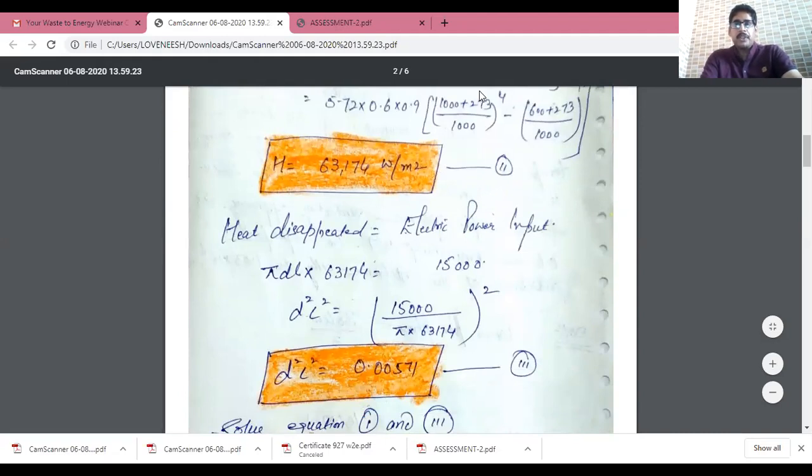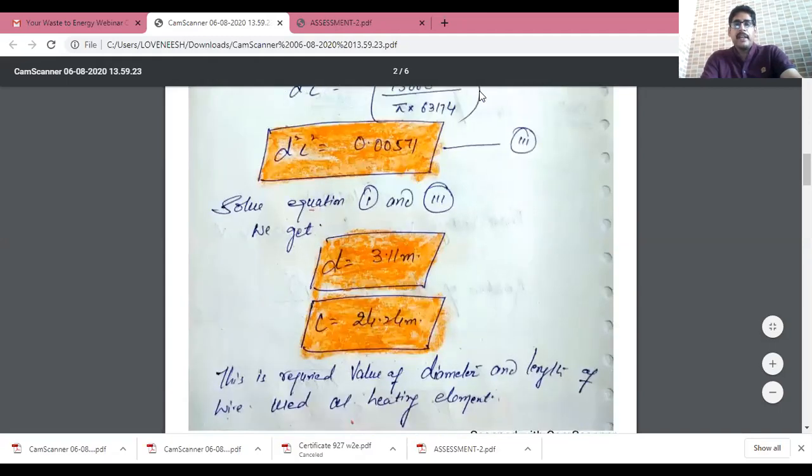Now we have equation number 1 where we have the ratio of D upon L, and equation number 3 where we have the product of D and L. We have two equations and two unknowns, so we can easily solve them. When you solve these two equations, you get D equal to 3.11 meter and L equal to 24.24 meter. So this is the required value of the diameter and the length of wire used as a heating element for this particular numerical.